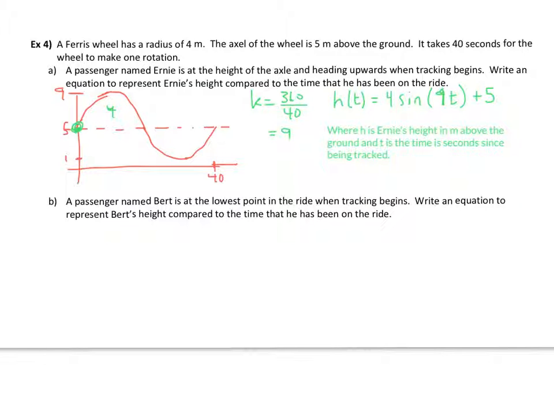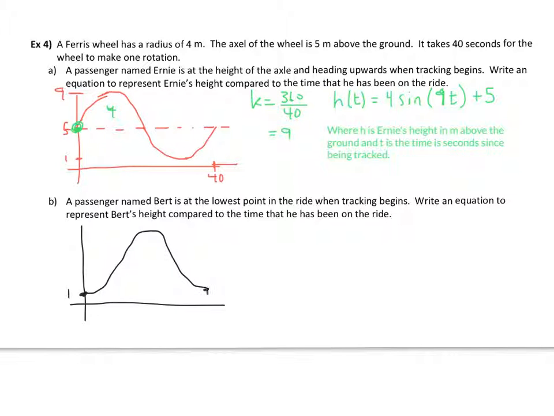Okay, where h is Ernie's height in meters above the ground and t is the time in seconds since being tracked. All right, a passenger on the same Ferris wheel named Bert this time is at the lowest point when the ride begins. So Ernie is on a different cart than Bert. Bert is down at the bottom when tracking begins, so he's down at the low point of 1 meter, and then he heads up, reaches the maximum, and comes back down.